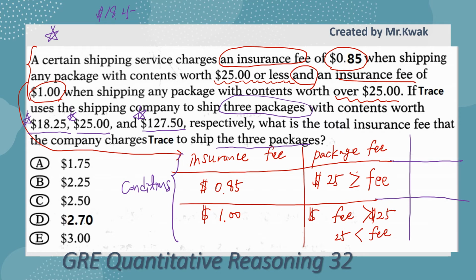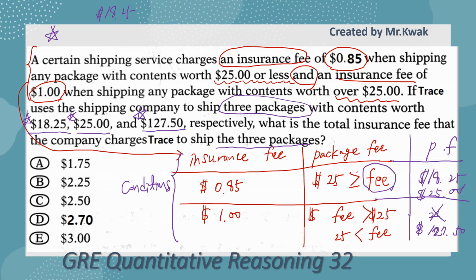Let's write down here, first of all, package fee. And then 18.25, where do we have to fill it in? 18.25 here. And then 25, not here. So it's also here, because when you look at the condition, the fee could be less than 25 or equal. And then $127.50 could be here, because it's larger than $25.